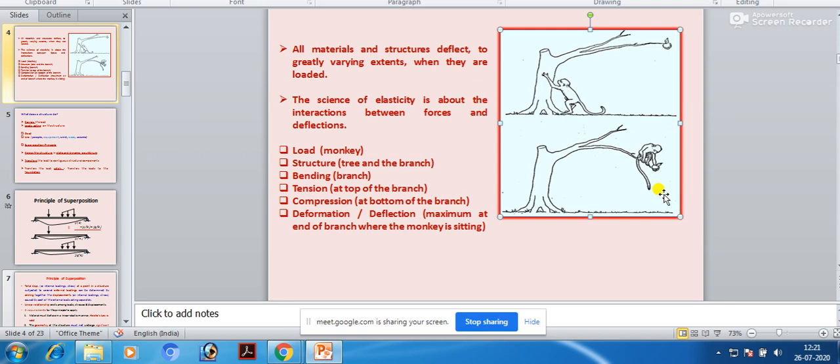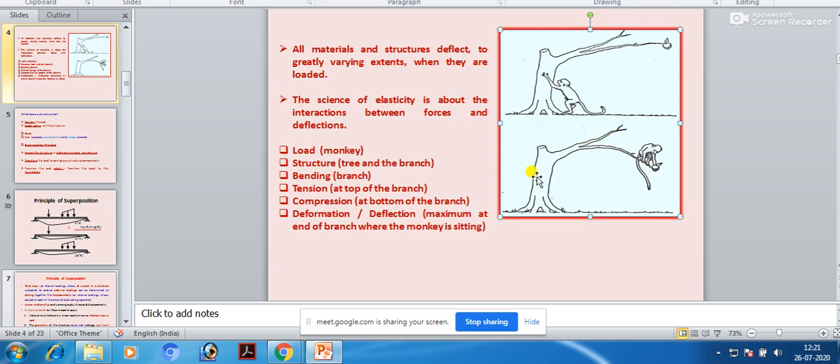science of elasticity, which you have understood in your strength of materials course or solid mechanics course. This is the science of elasticity. You see, this branch was straight here. Now when the monkey comes, because of the load, there is bending, and this is actually the science of elasticity. It didn't fail. However, what has happened? It has got a little bit bent.